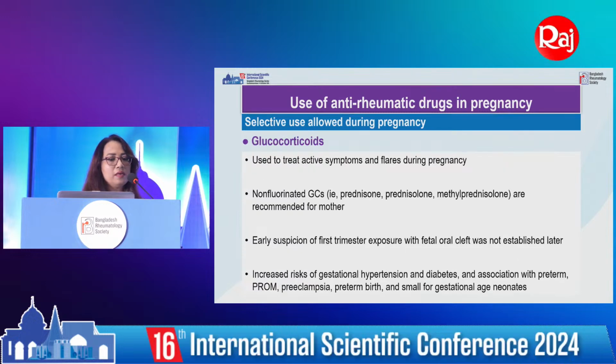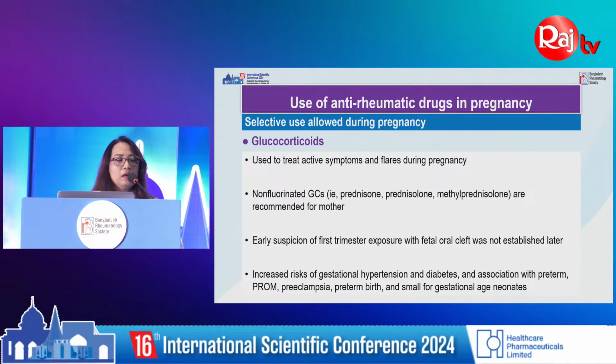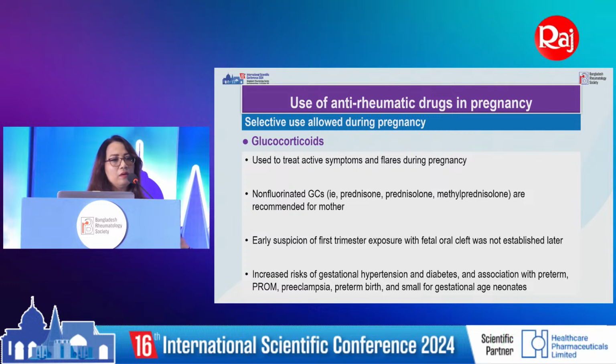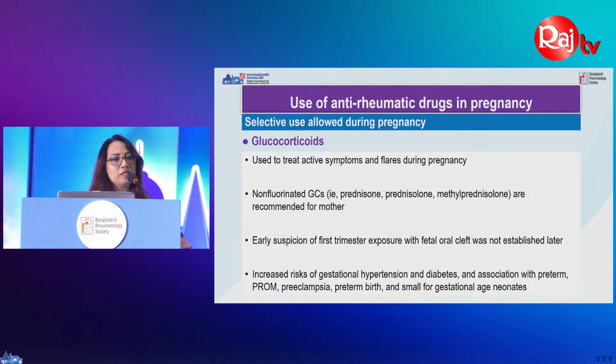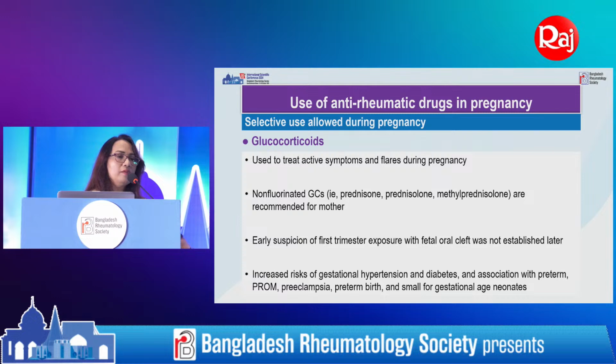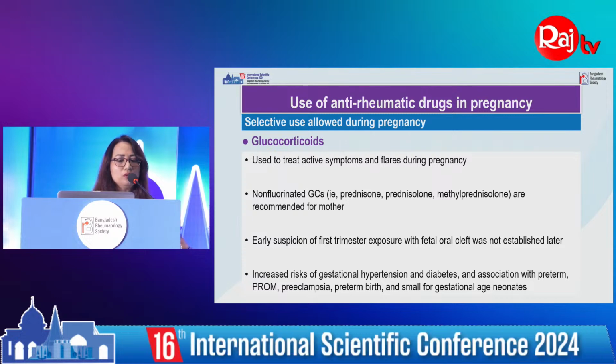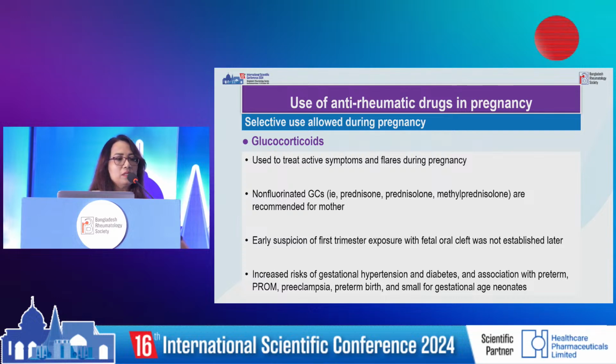Another very important drug is glucocorticoid. We need to use this drug to treat active symptoms and flares during pregnancy. Regarding use of glucocorticoid, we all know it's not really teratogenic, but it has its own problems. Like in non-pregnant individuals, the glucocorticoid adverse events are related to the dose and duration. We should use non-fluorinated glucocorticoids, that is prednisolone, methylprednisolone, because they cannot cross the placenta.